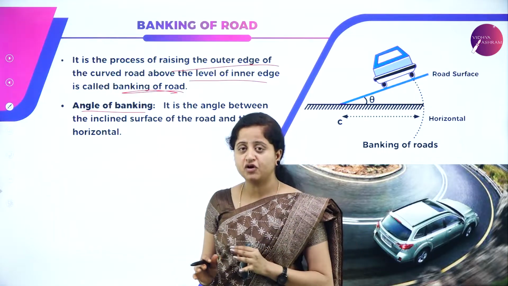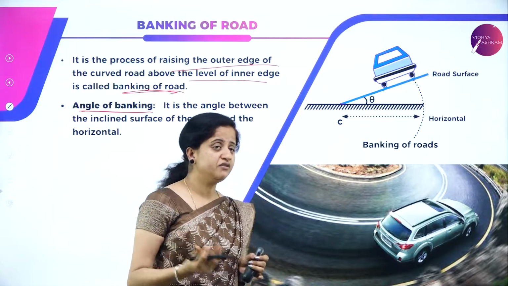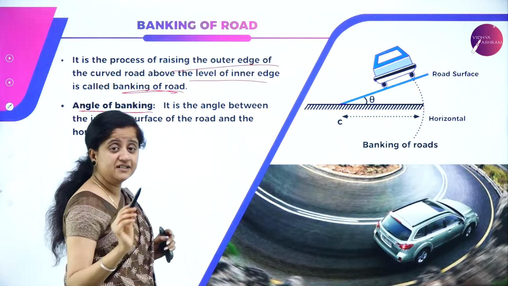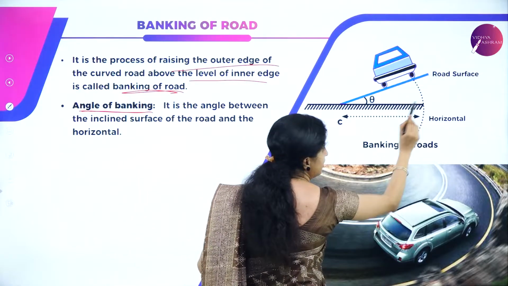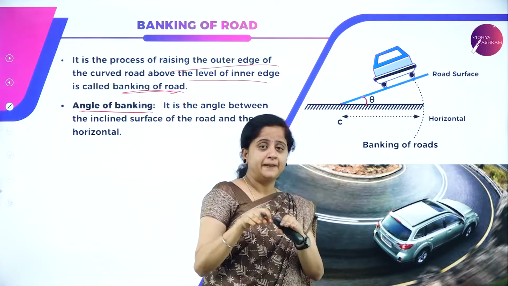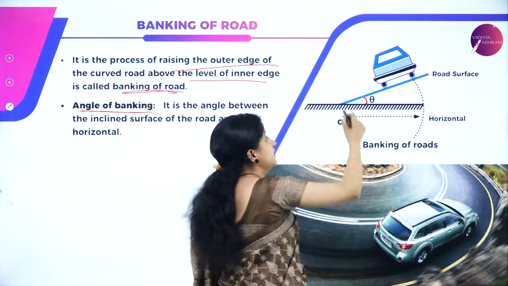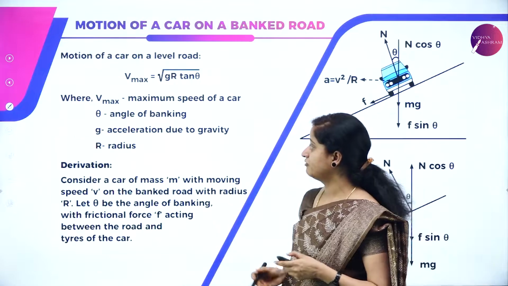So in the banking of road concept, we must understand a term called angle of banking. How to define angle of banking? It is nothing but the angle between the inclined surface and the horizontal. Because the outer edge is raised, that is called the inclined surface. The angle between the inclined surface and the horizontal is called the angle of banking.